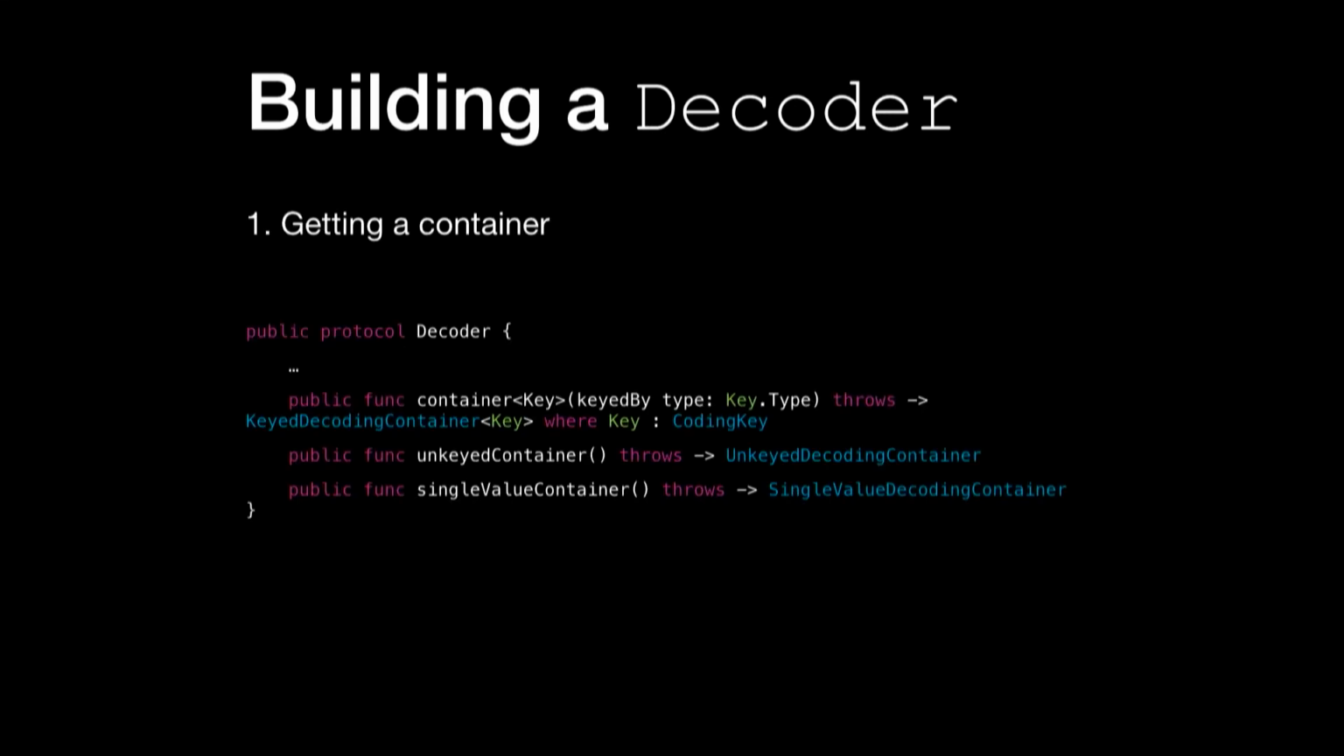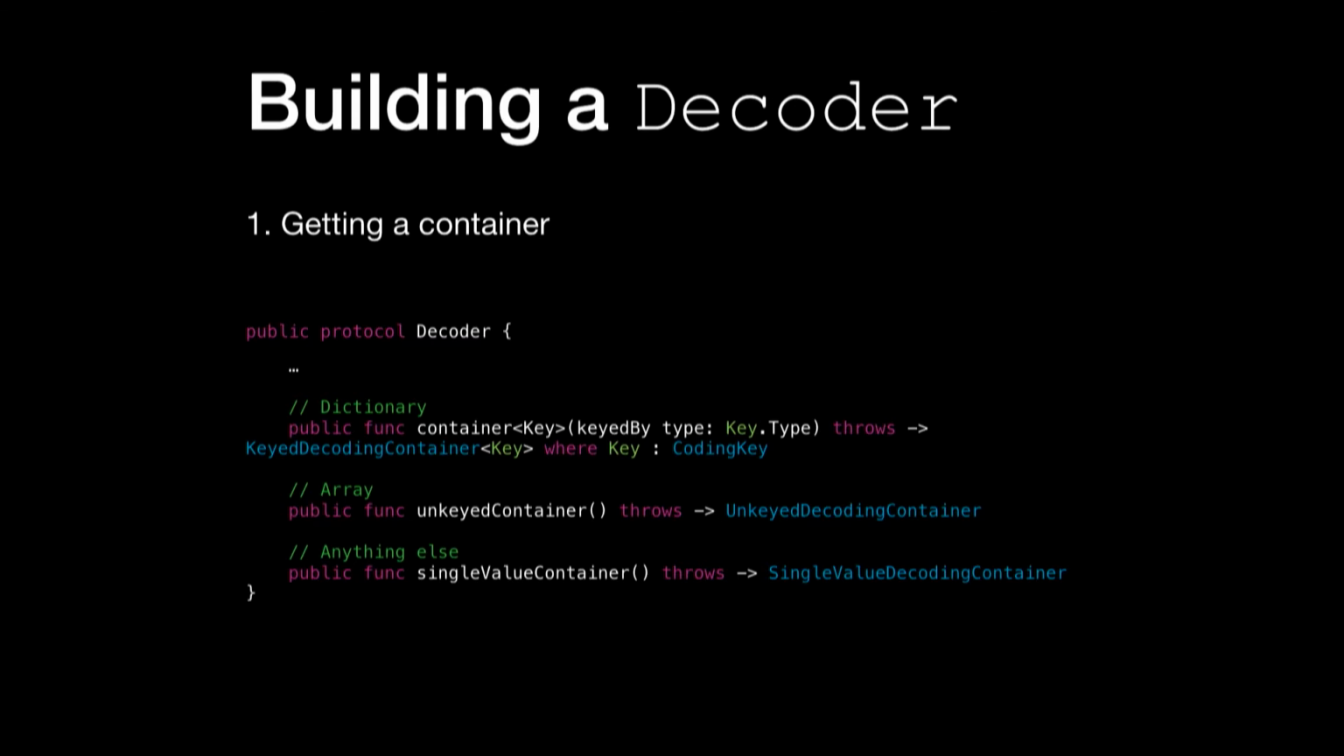All right, so the first step we're going to think about when implementing our decoder is getting a container. Now for JSONObjectDecoder, we can draw parallels between these methods and the actual NSDictionary or NSArray types. So this first method, container keyed by, is going to return a keyed container, and that roughly maps to a dictionary inside of our JSON object. So that's going to wrap our dictionaries. Unkeyed containers, in this case, are roughly going to wrap arrays, and then we have single value containers that you can use to wrap anything else.